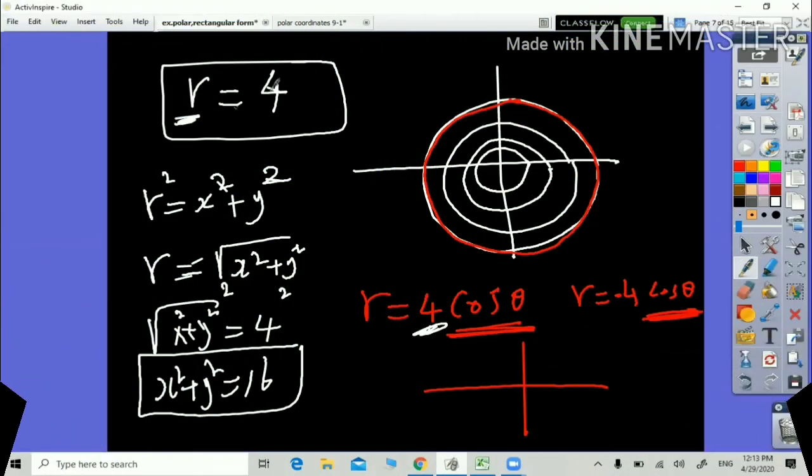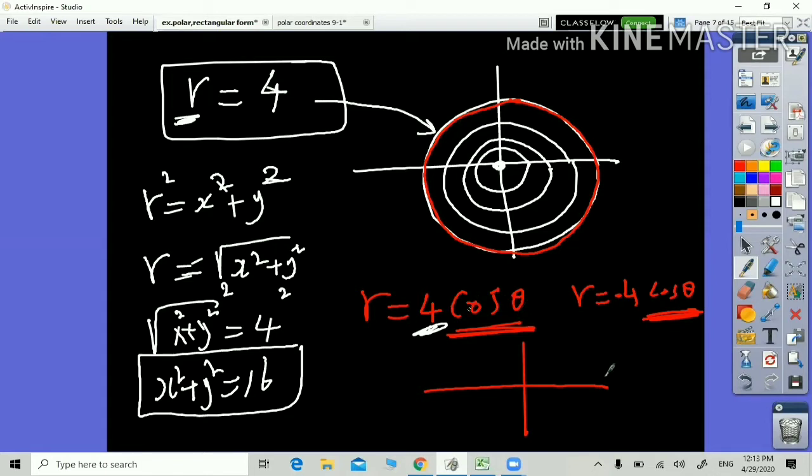If you have r equals 4, we have a circle. That circle, its center is 0 and 0. Okay? That circle r equals 4, the red one, its center is 0 and 0. Now what about if you have r equals 4 cosine theta? Also you have a circle, but that circle is on the positive part of the x-axis. If this is the x-axis or this 0 degree, your circle is here. Look. It touches the point of origin. By the way, that 4 is not the radius. That 4 is the diameter.